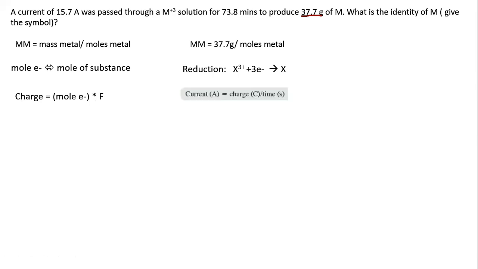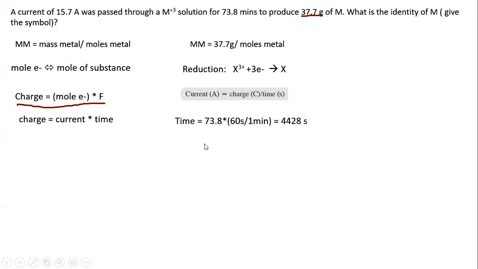Now to find the charge, again, current is equal to charge divided by time. So to find charge, we need to take current times time. So if we know the current and we know the time, we can find the charge. And once we know the charge, we can rearrange the equation shown here to solve for moles of electrons. Again, Faraday F is a constant. But we got to convert the time into seconds.